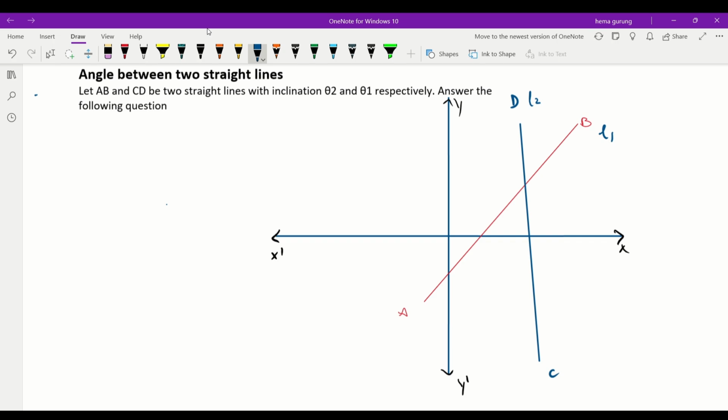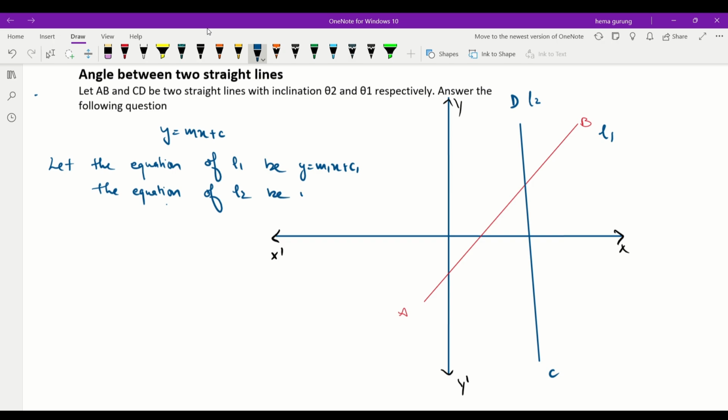Now, as we know, the equation of a line in slope-intercept form is y equals mx plus c, right? So for that, let the equation of line 1 be y equals m1x plus c1, where m1 is the slope of line 1, and the equation of line 2 be y equals m2x plus c2. Fine. As I said, m1 is what? Slope. Slope of line 1.